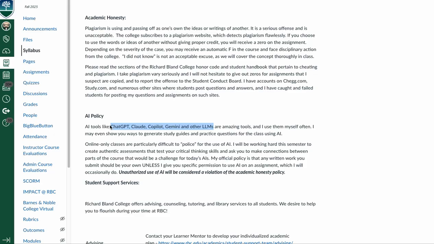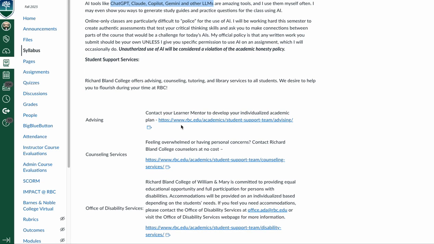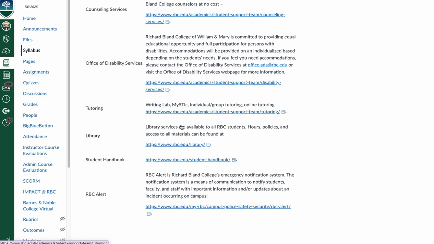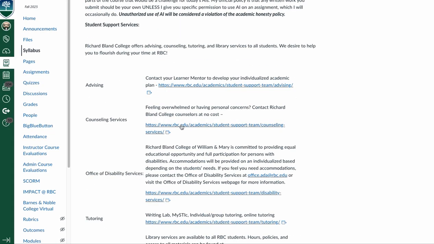Some assignments I will tell you to use AI on, and I will make it very, very clear assignment by assignment which assignments those are. The student support services sections of the syllabi are always the same. All these links are important to know and to have, and they should be in all your syllabi.